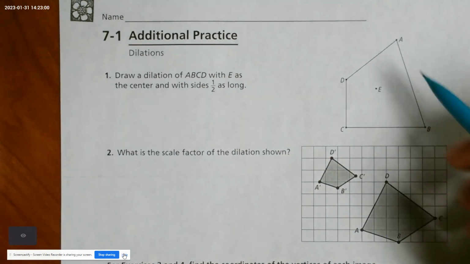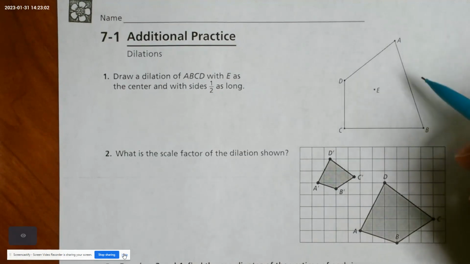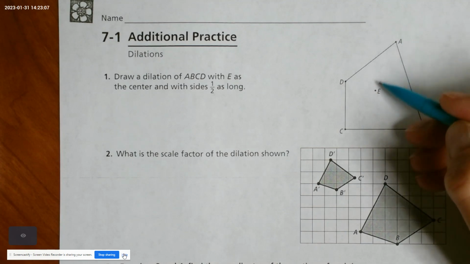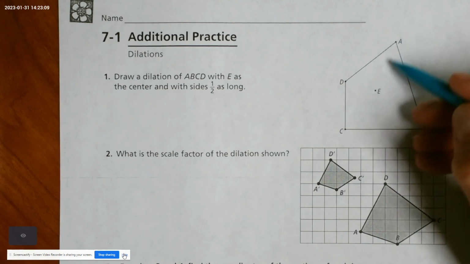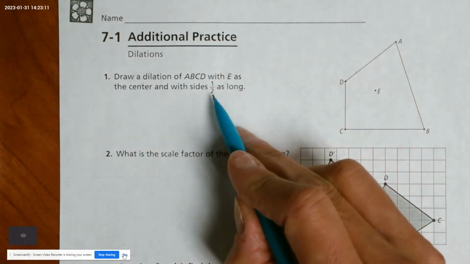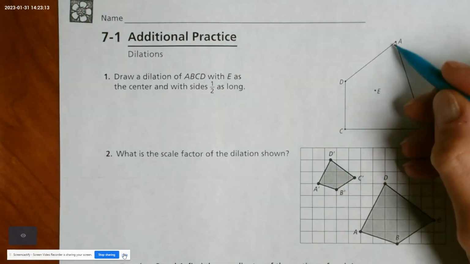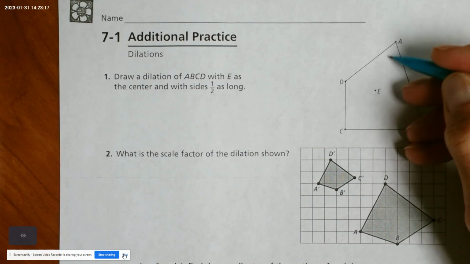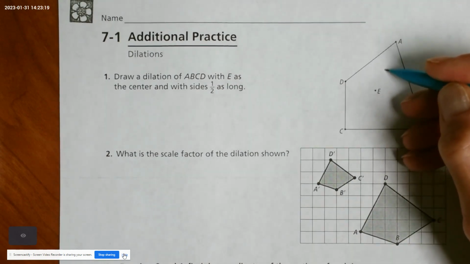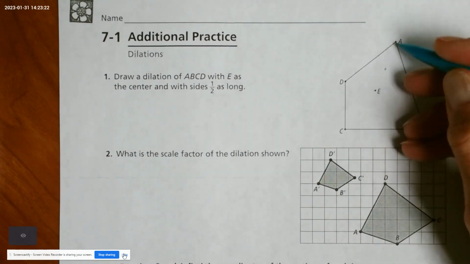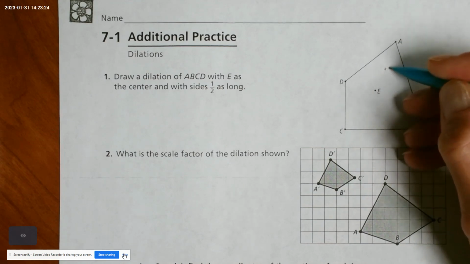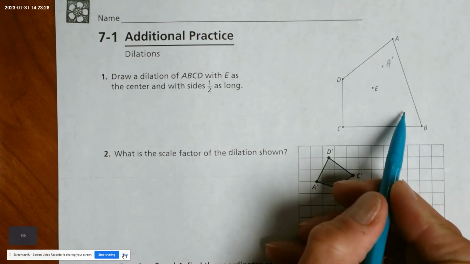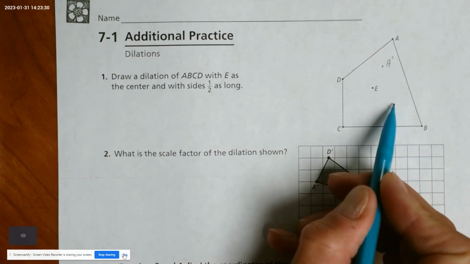So you can start at any point, A, B, C, or D, and what you want to do is go from A towards E, towards the center, halfway, because our dilation factor is 1/2. So you just kind of ballpark this one. We're not going to use compasses or something to do that. So I would say about halfway is somewhere in here, and it's in this nice straight line. So that's A prime.